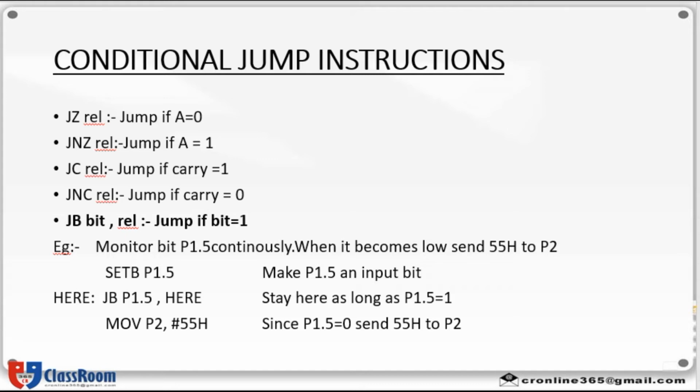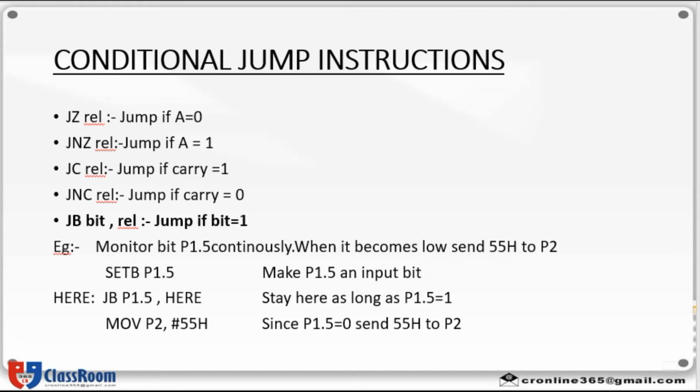Then what is next? When it becomes low, that means if the P1.5 value becomes 0, then you have to send a value 55H to port 2, by using the instruction MOV P2, #55H. We can send a value 55H to port 2.